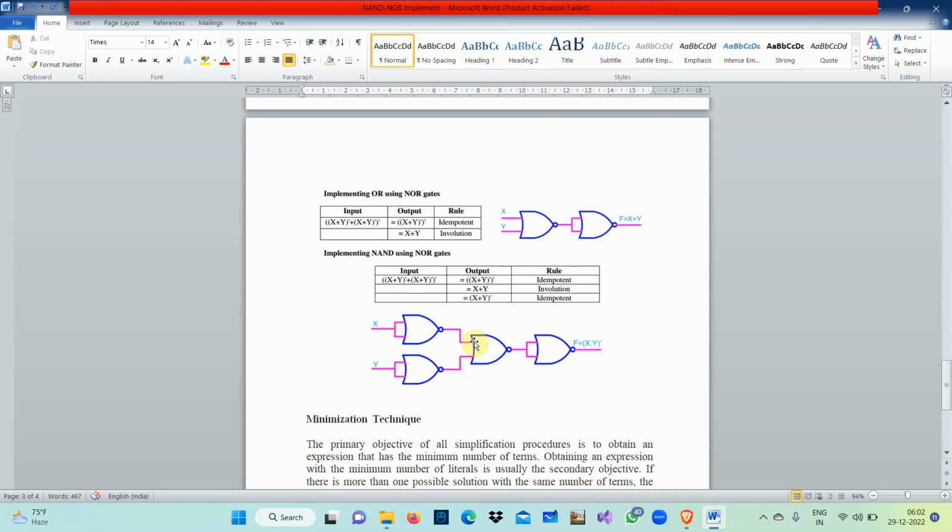Then I am implementing the OR gate using a NOR gate. So what do I have to do? I have to give the inputs x, y. Finally I should get x + y. This is the implementation. Then finally you will be going for implementing the NAND gate using the NOR gate.